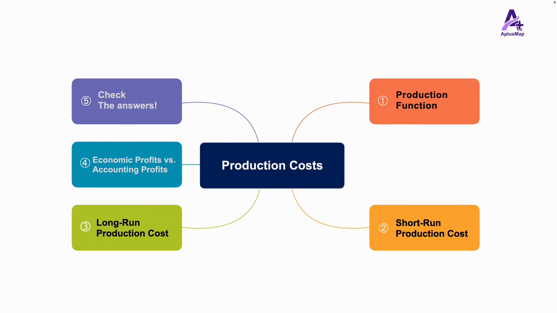Thinking about our cookie bakery again. Imagine a huge technological breakthrough, a revolutionary new oven that bakes cookies twice as fast using half the energy. How might that kind of innovation impact all the different cost curves we talked about today? MC, AVC, ATC, AFC, both in the short run, and potentially the LRATC curve in the long run. Ooh, that's a good one. A tech shock changing the cost structure. Lots to think about there.